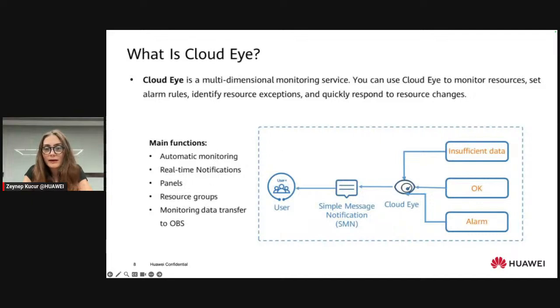And we have panels. Panels allow you to view monitoring data, as you see on the screen, across different services and dimensions. They provide a centralized view of key metrics and let you check monitoring details during troubleshooting. For resource groups, a resource group lets you add and monitor related resources. You group them together, and it provides a collective health status for all the resources it contains. And then there is monitoring data transferred to OBS.